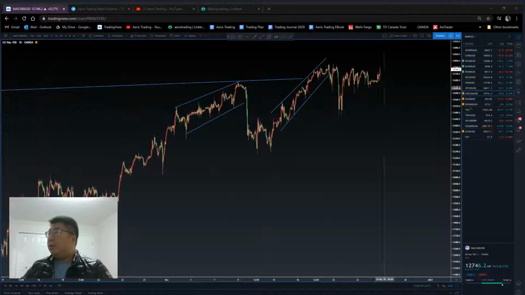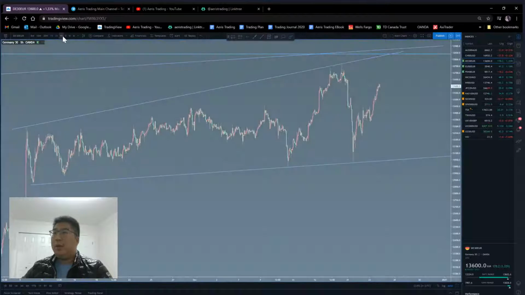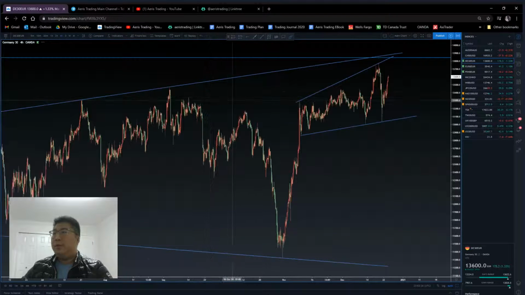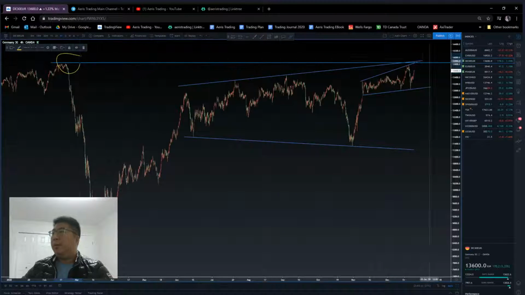So that is all the indices I'm going over. Okay, I will jump into these ones. Again, I talk about this every week. The European indices are still where they should be. Consolidation period, potential double top we could be reaching.